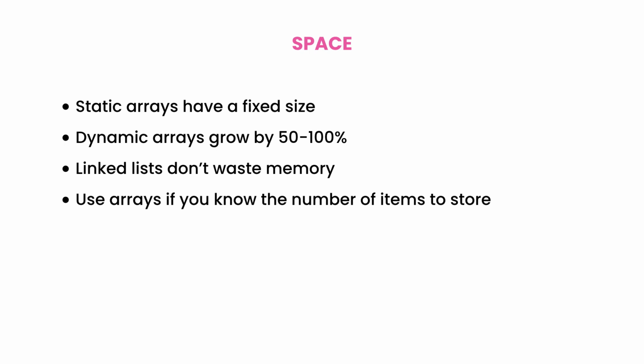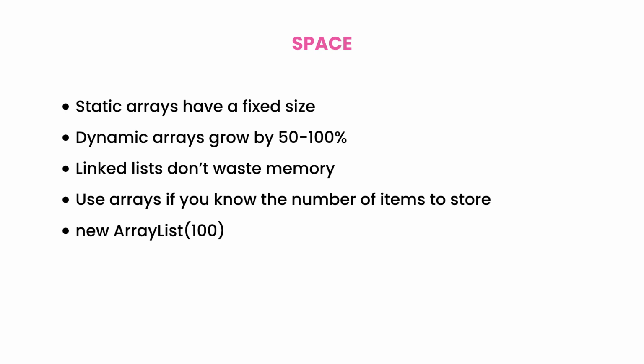For example, let's say you're going to store up to 100 items, but you're not sure how many items exactly. In that case, you may use a dynamic array with an initial capacity of 100. In Java, we can set the initial capacity when creating an ArrayList object. So these are the differences in terms of the space.